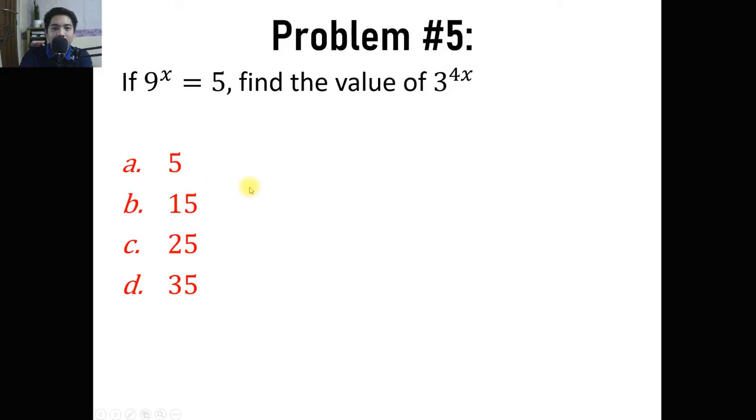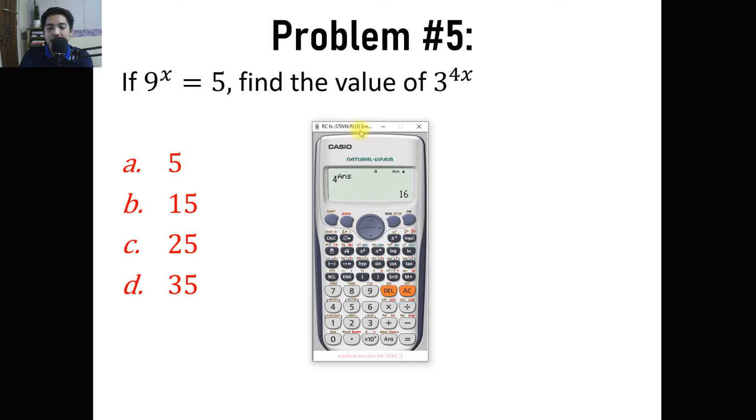How about number 5? It's very easy. Again, this is still a typical problem. We have: if 9 raised to x equals 5, find the value of 3 raised to 4x. Same process: 9 raised to x, alpha calc for the equal sign, equals 5. Once we find the value of x, we will substitute it in the expression to evaluate it.